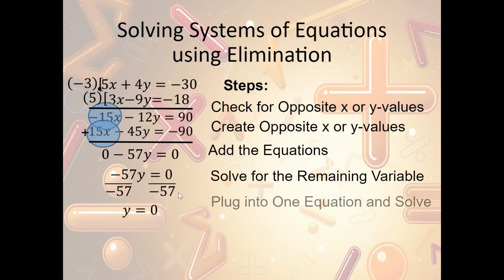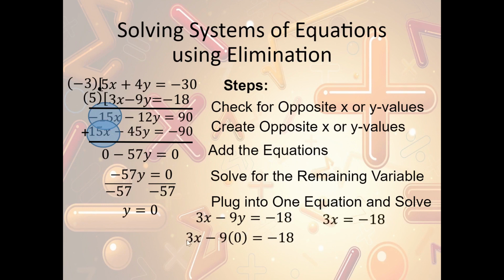Now I'm just going to plug that back into one of the equations and solve for x. It doesn't matter, I can use any of the 4 equations now that I created. So I'm just going to use this one. I have 3x minus 9y is equal to negative 18, but y is equal to 0, so I plug that in. Now I have 3x minus 9 times 0, which is just 0, is equal to negative 18. So this just drops out. I'm left with 3x is equal to negative 18. Divide both sides by 3, and I get x is equal to negative 18 divided by 3, which is negative 6.